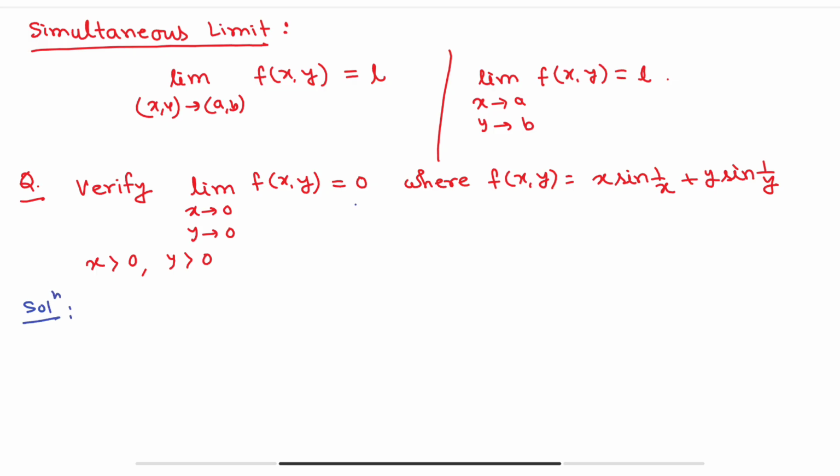So obviously here the limiting value is 0, so we have to show that modulus of f of x comma y minus 0 is less than epsilon. We have to prove this. So this is equal to modulus of, what is f of xy? Already given, x sine 1 upon x plus y sine 1 upon y minus 0.